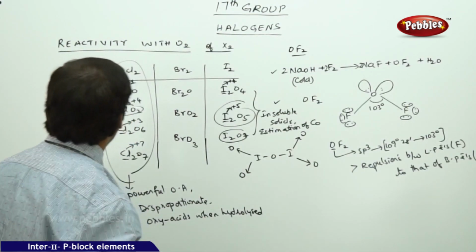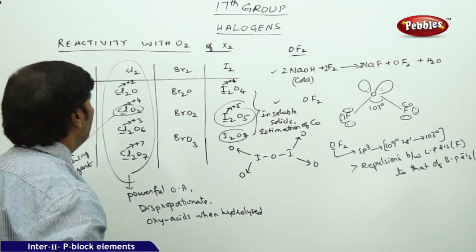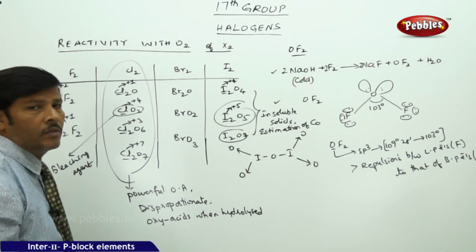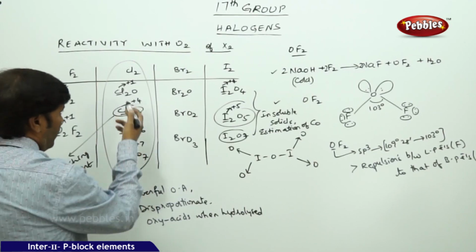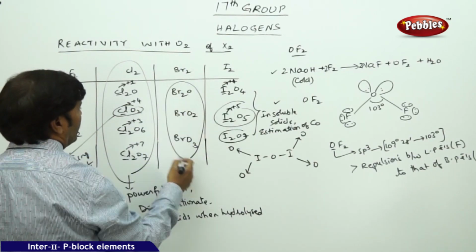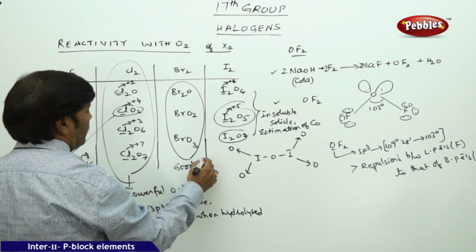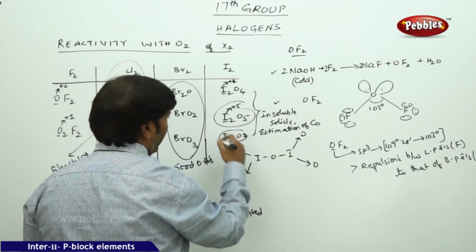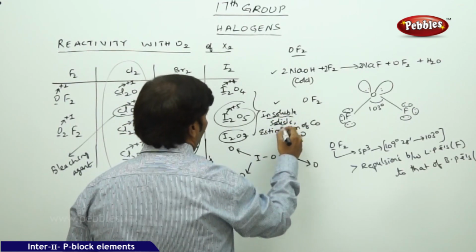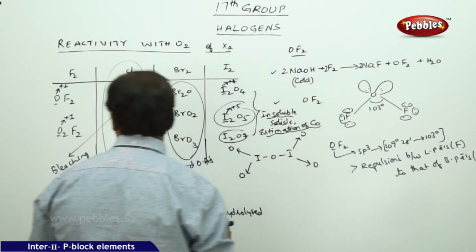So if you look into the oxides of the halogens, you find that just like the oxides of chlorine, the oxides of bromine also are good oxidizing agents. And the oxides of iodine are insoluble solids, and they are used in the estimation of carbon monoxide.